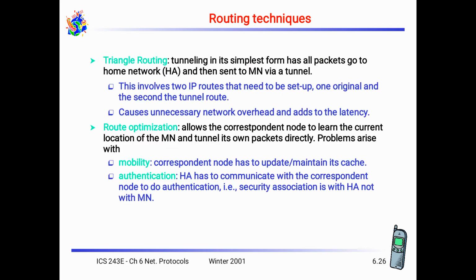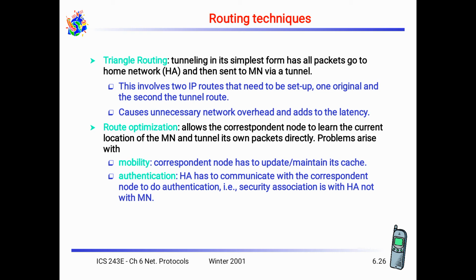The routing techniques are of two types: triangle routing and routing optimization. Triangle routing, in the simplest form, means all packets go to the home network, that is the home agent, and are sent to the mobile node via the tunnel. This involves two IP routers that need to be set up, the original and the tunnel router, and it causes unnecessary network overhead and adds latency.